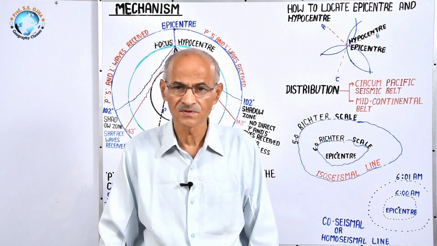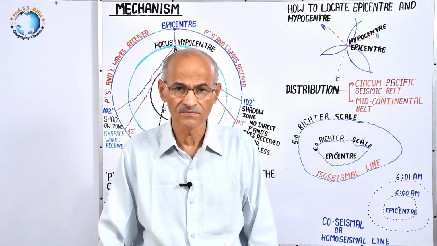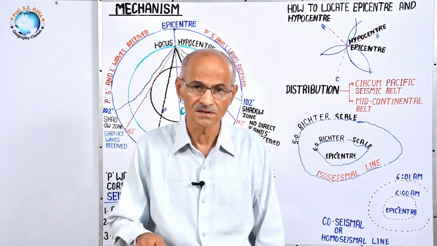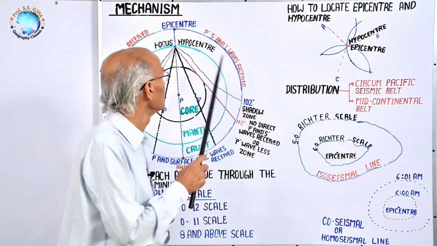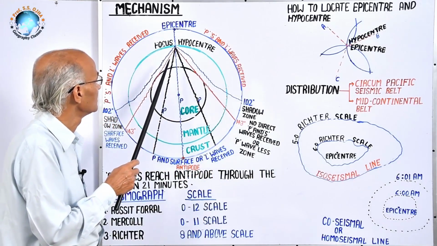There are three types of seismic waves, and we have studied their causes and how they originate. Now let us study how these three waves travel in the interior of the earth and affect us on the crust. For that, this mechanism of seismic waves will have to be studied.